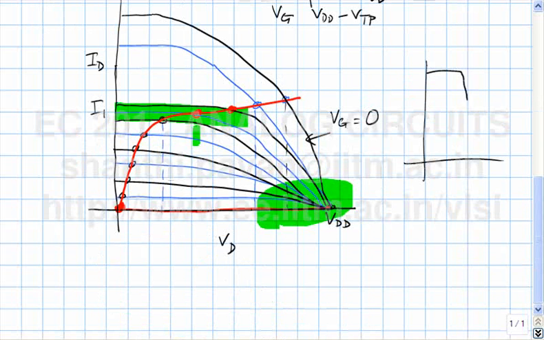When the input is low, the output is high. When the input is high, the output is low.